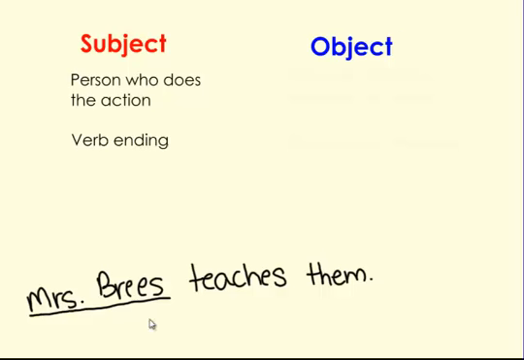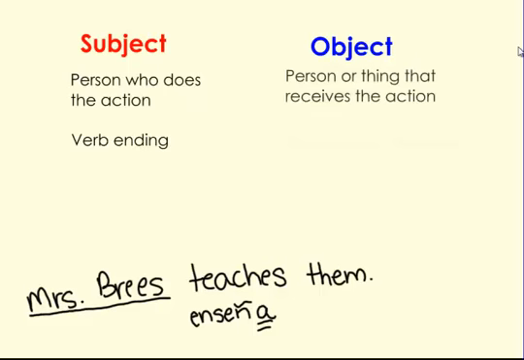In Spanish, we can locate the subject by either the name or, more importantly, the verb ending. For example, in Spanish, I would write Señora Brees enseña. And then I would know by this verb ending that it's referring to Señora Brees, who is doing the action. Also, we have the object. The object is the person or thing that receives the action. In this example down here, them is the object because they receive the teaching.